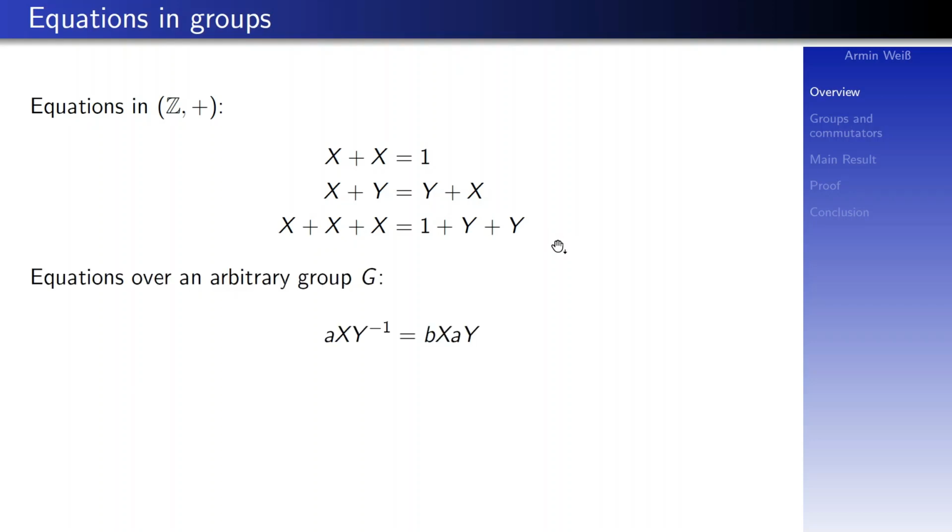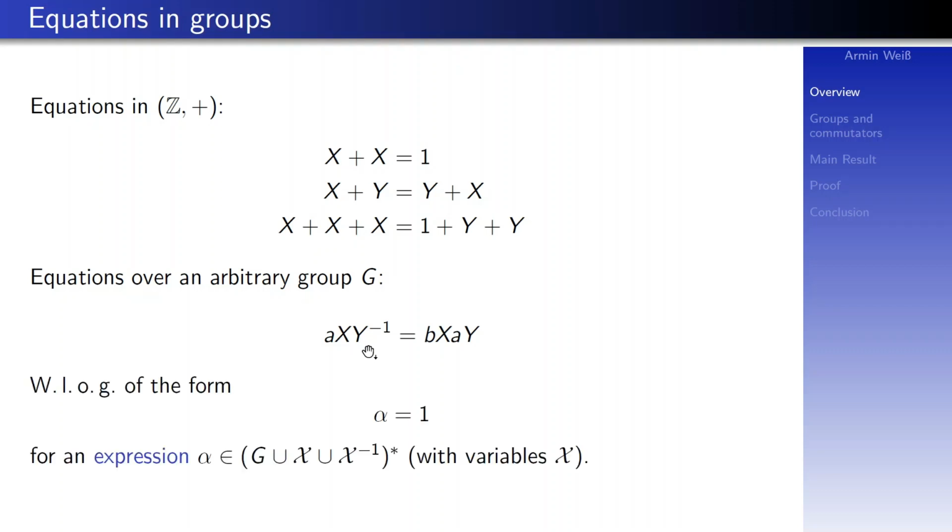Now, in a general group, the equation could look like this. First we have some constants, and we have variables, and we have inverses of variables. And of course, in a group, we can always multiply by the inverses, so we can assume that the right-hand side of the equation is actually 1. So the equation is of the form alpha equal to 1, where alpha is an expression over constants, variables, and their inverses. Now, if we have such an equation, there are two basic questions we can ask.